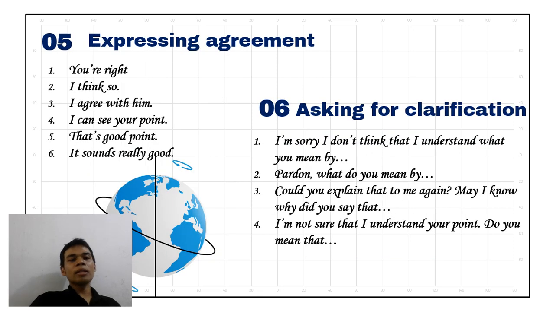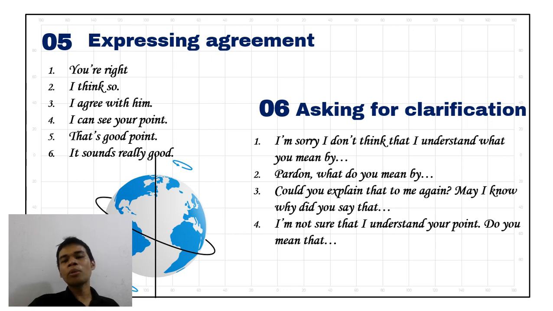Next is how to express agreement. For example, you agree with another participant in the group discussion. What do you need to say? First, you can say, you're right, or, I think so. You can say, I agree with him, I agree with you. Or you can say, I can see your point, or, that's a good point. Or another phrase you can say is, it sounds really good.